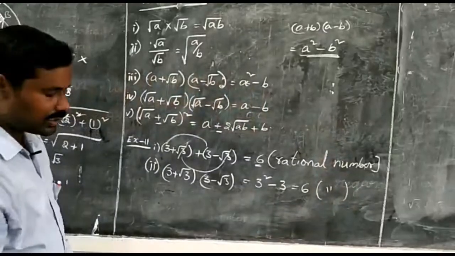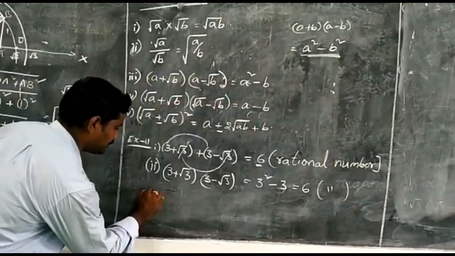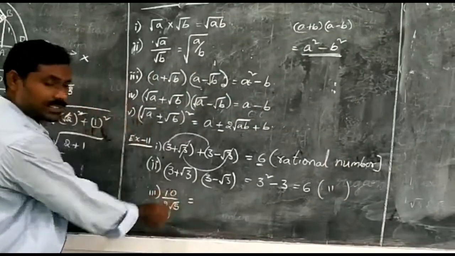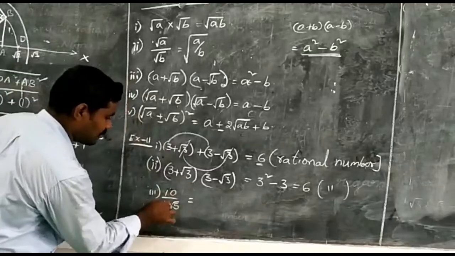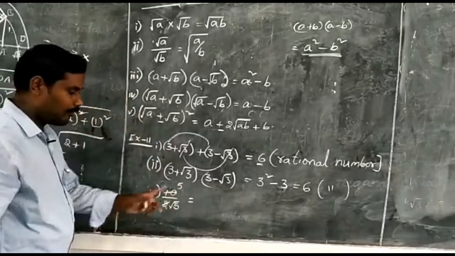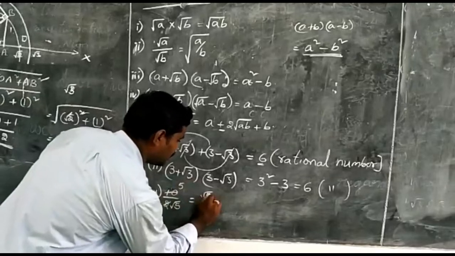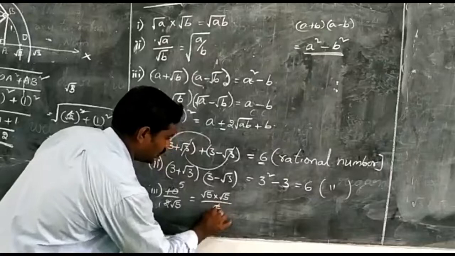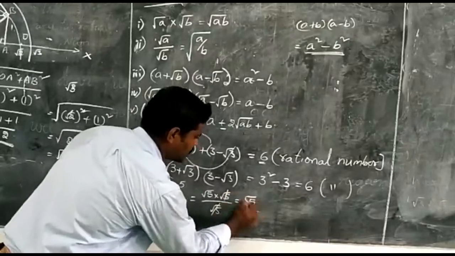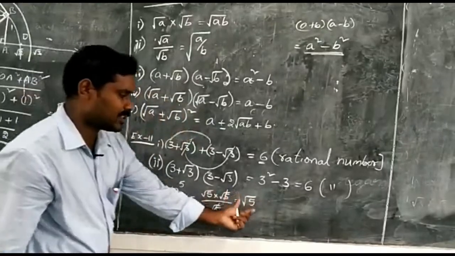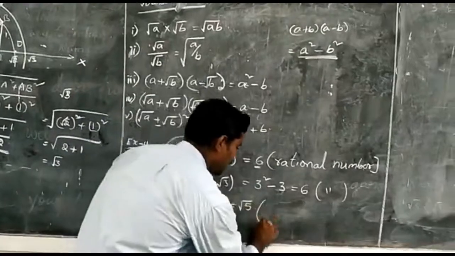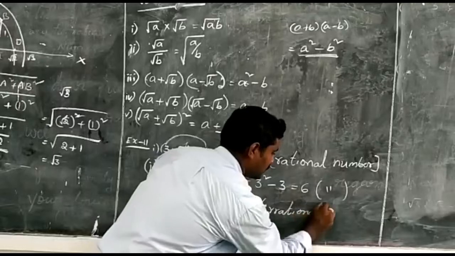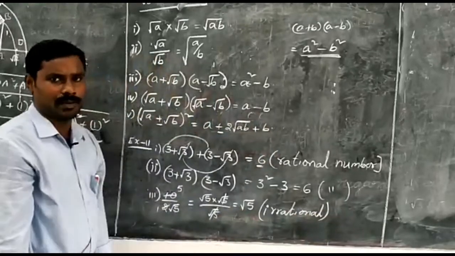Now we are going to the third question: 10 by 2 root 5. Yes, 10 is rational, 2 is rational. 2 times will be cancelled, 5 times. 5 can be written as root 5 into root 5 by root 5. Root 5 is cancelled. Now the final answer is root 5. 10 by 2 root 5 means it is root 5. Root 5 is, yes, very good, irrational. Why is it irrational? It cannot be written in the form of p by q.